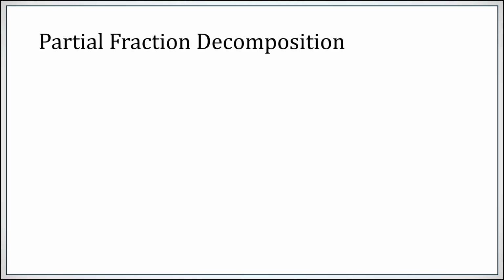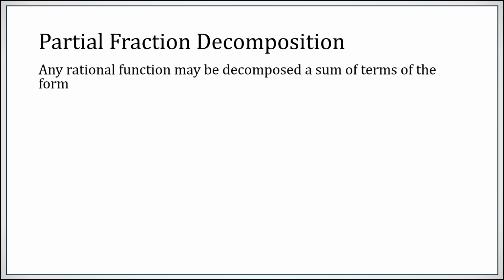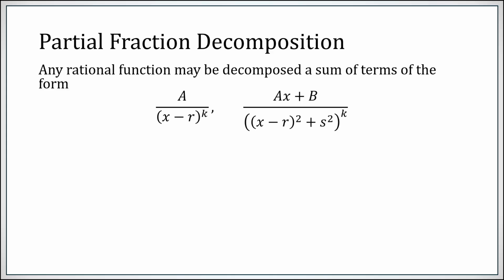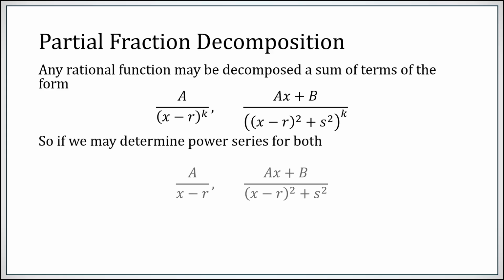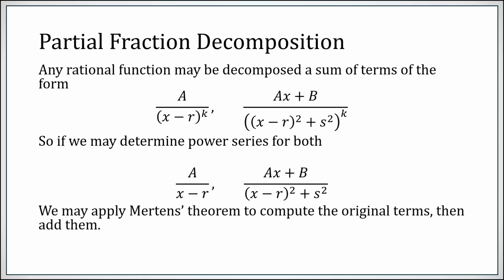Okay, a quick word about partial fraction decompositions. Recalling back to basic calculus, any rational function may be decomposed as a sum of a bunch of functions of the following form, a polynomial plus, something like this. So if we may determine power series for either a over x minus r or a linear function over an irreducible quadratic, we can apply Mertens' theorem to find power series for these things here, then add them all together and get a power series for an arbitrary rational function. I'm not saying it isn't tedious, but it's doable.